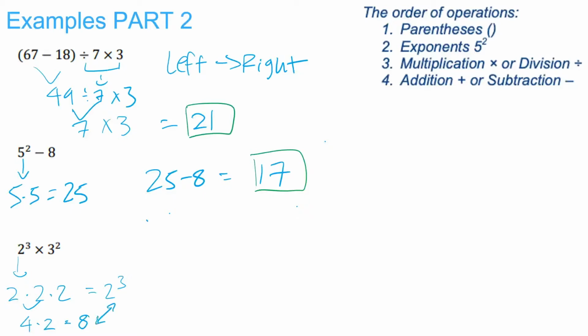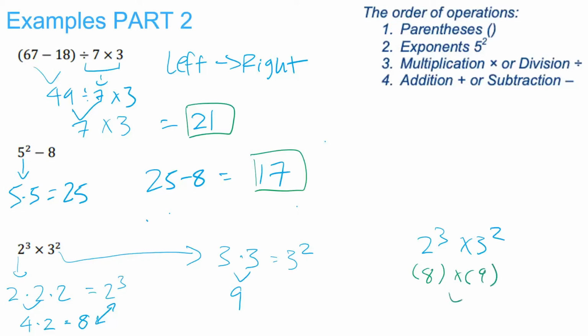Now these two will be the same. 3 to the second power is the same as saying 3 times 3. What's 3 times 3? 9. So 2 to the third times 3 to the second is the same as saying 8 times 9, which will get us to 72.